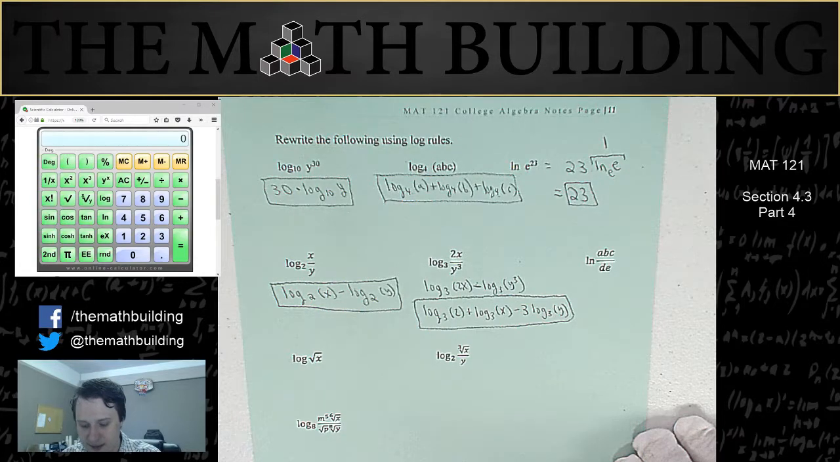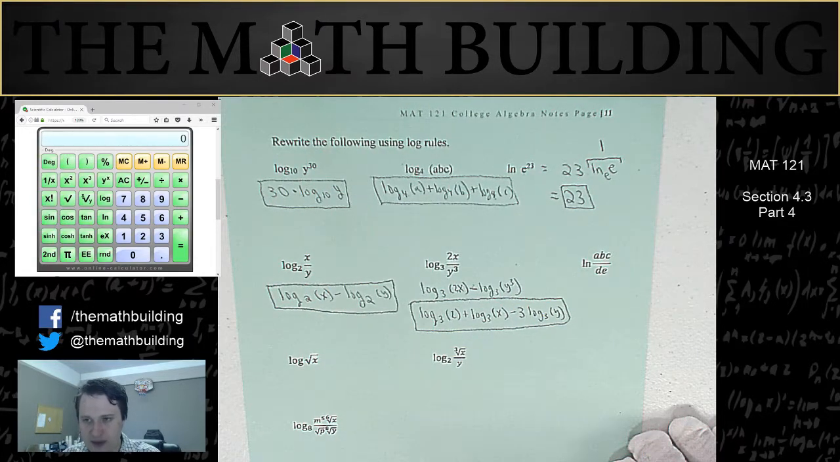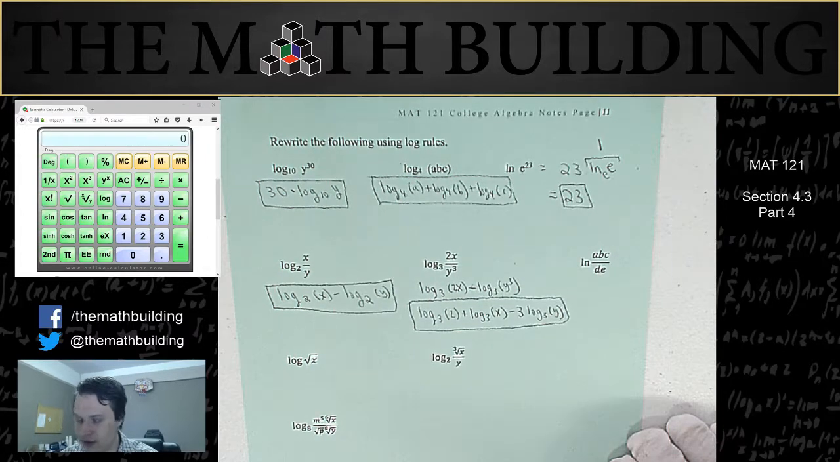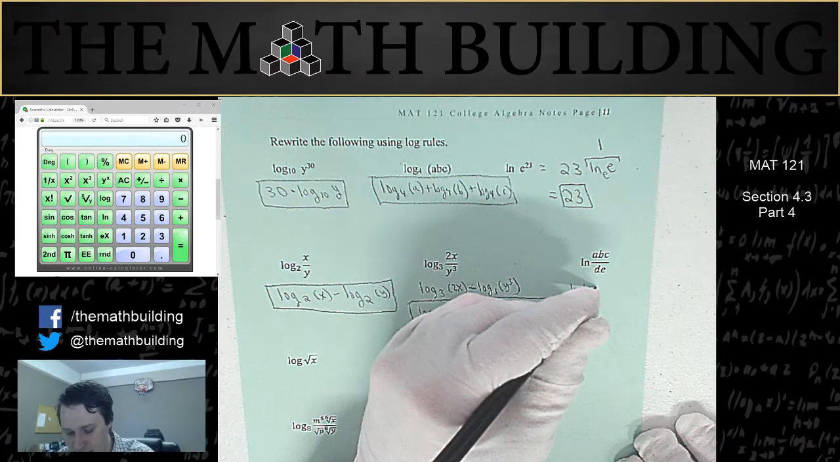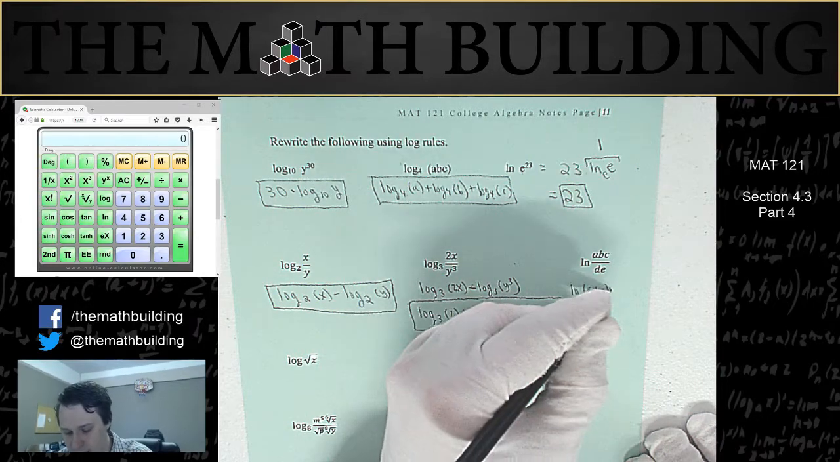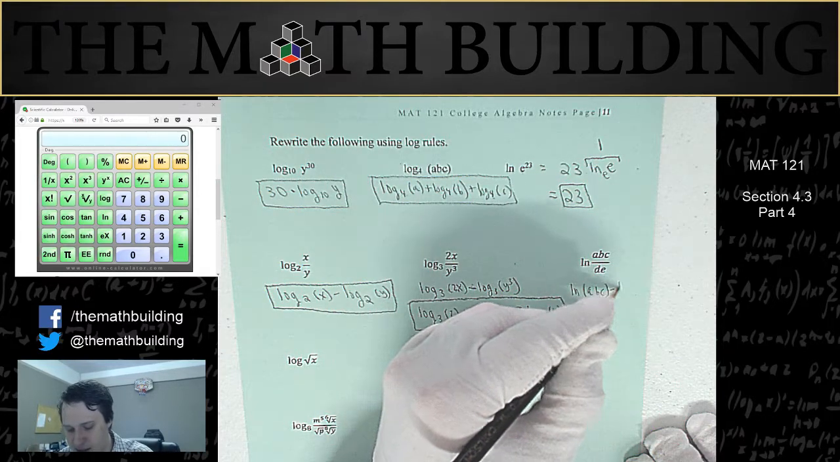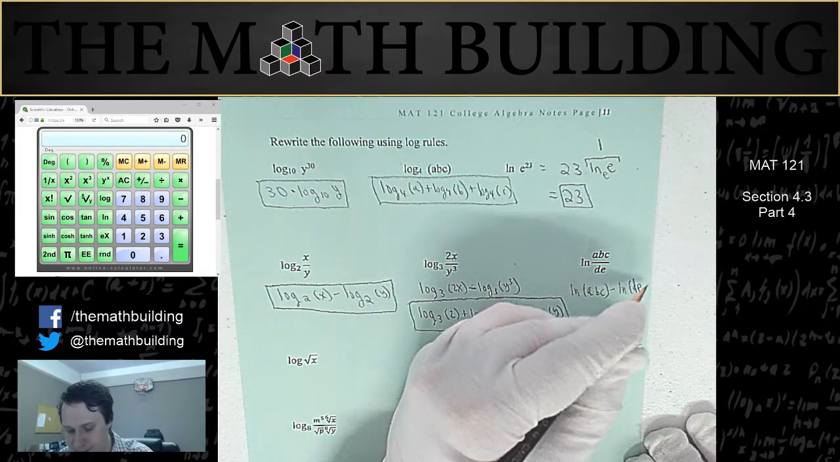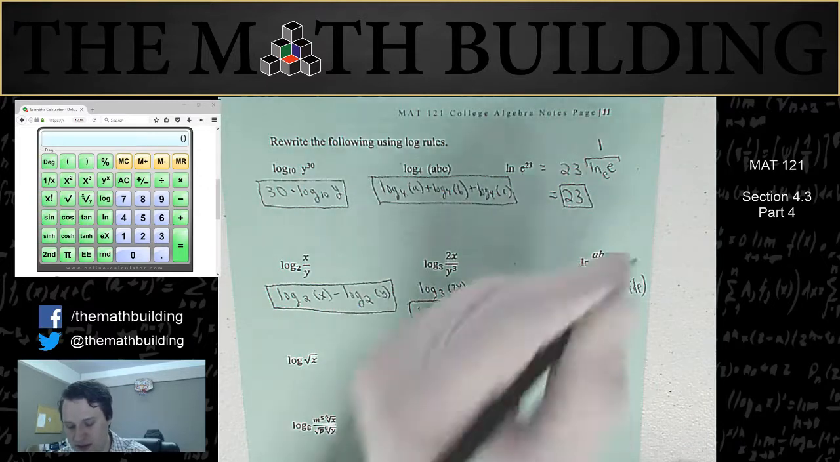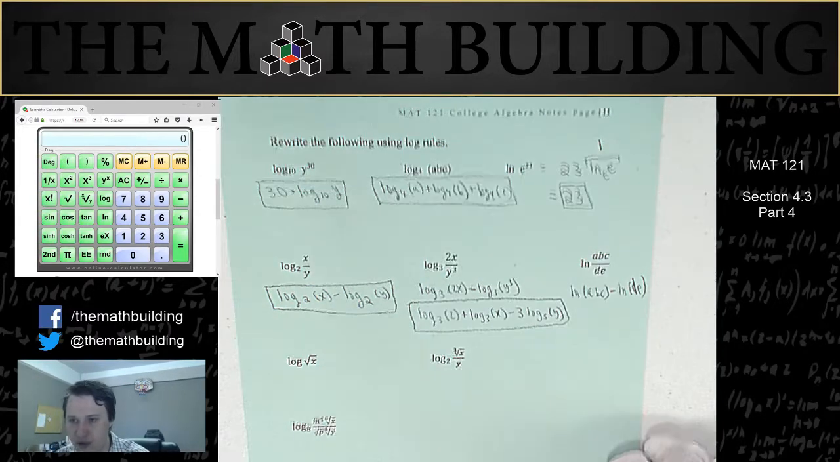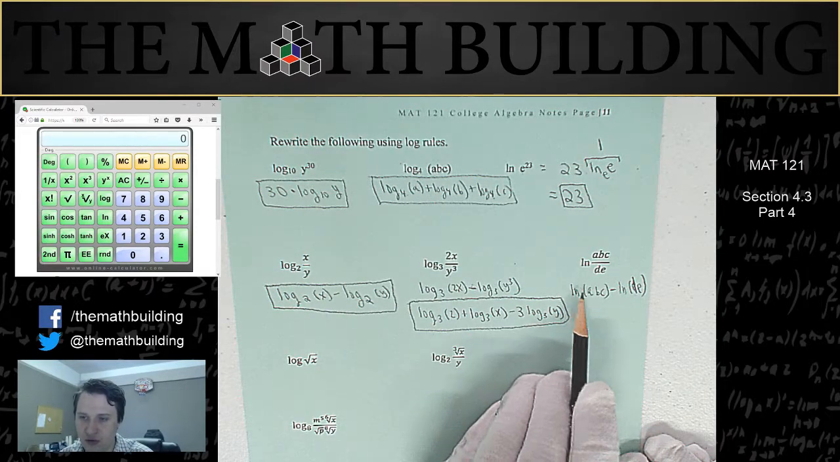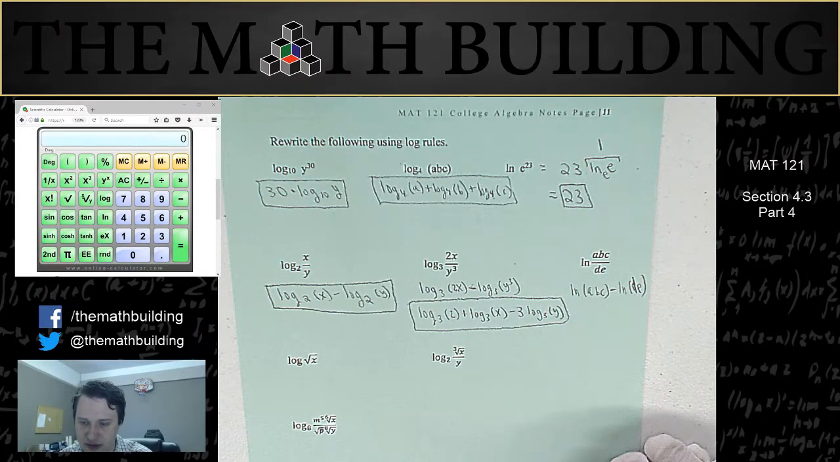So let's take a look at this example. We have the natural log of ABC divided by DE. Again, the first thing I would do is attack the fraction. So this is the natural log of ABC minus the natural log of D times E. Sorry, it's a little messy. You take the entire numerator and subtract the entire denominator. Natural log of ABC minus natural log of DE.